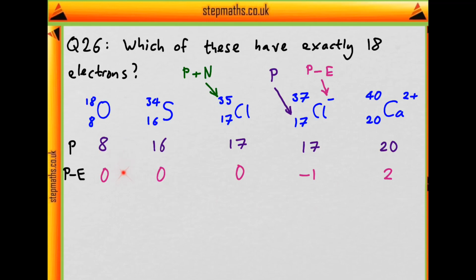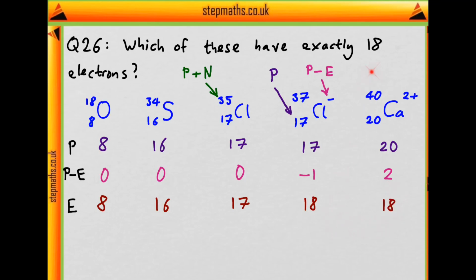So we know P and P minus E, so the next logical thing to do is work out E. So for these three, when P minus E is 0, the number of electrons is going to be the same as the number of protons, so that is just 8, 16, 17. And for this chloride, we have P is 17, P minus E is -1, so that means E must be 18. And finally for calcium, P is 20, P minus E is 2, so E must be 18 as well.